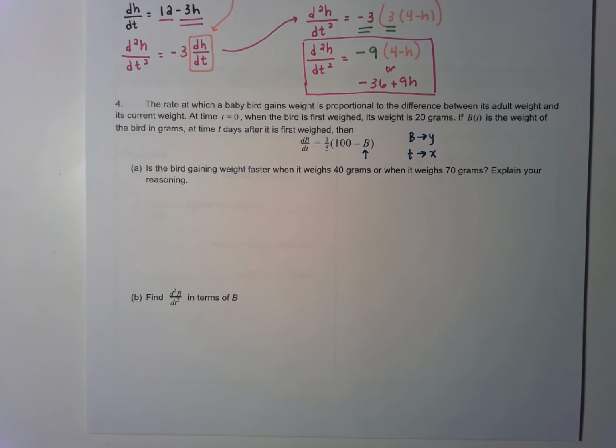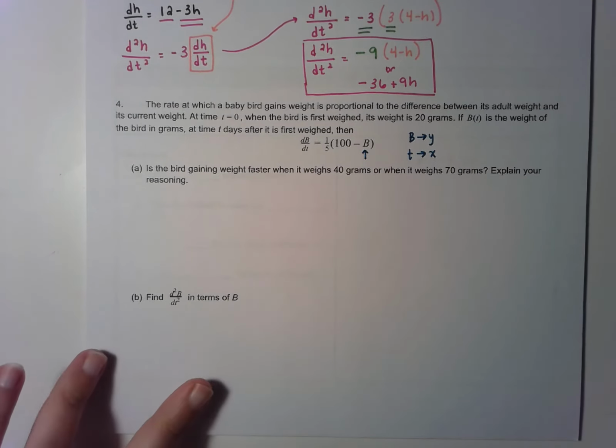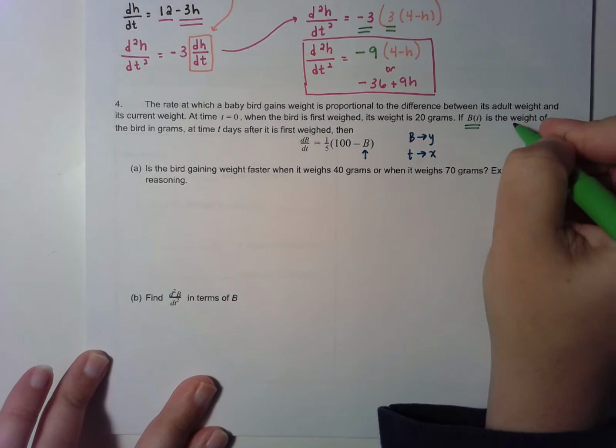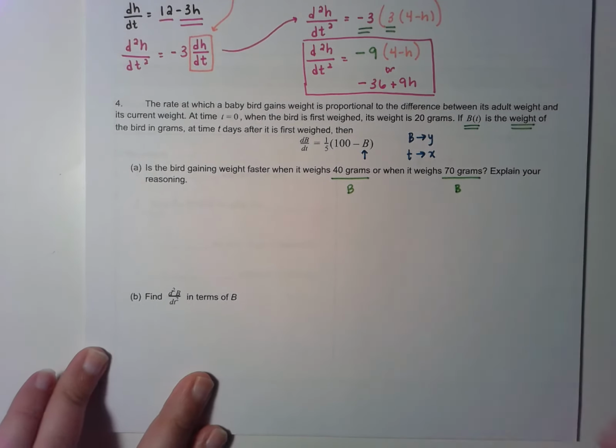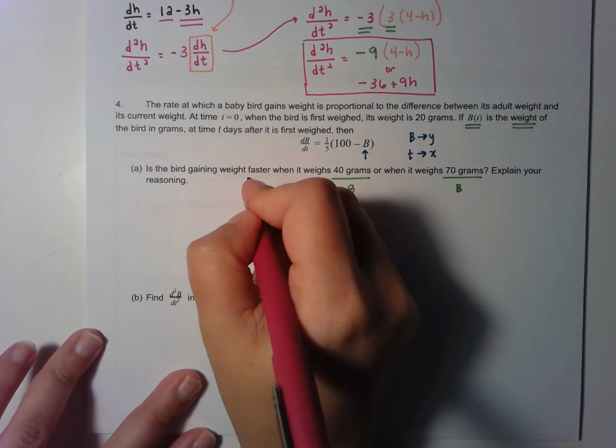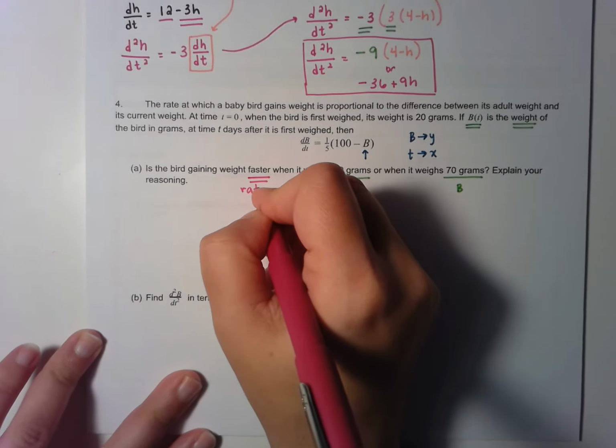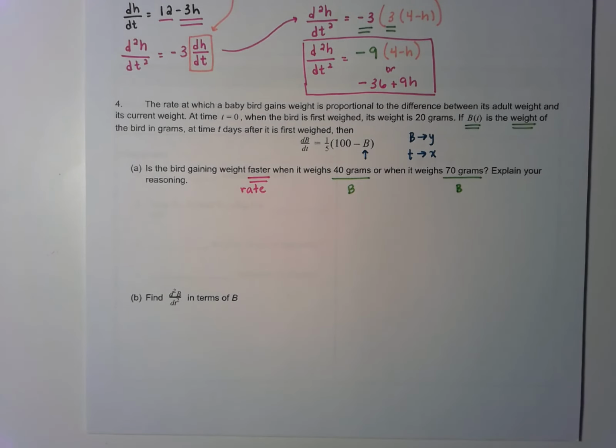For part A, it says, is the bird gaining weight faster when it weighs 40 grams or when it weighs 70 grams? So this is telling me the B values, the weight, because B of T is the weight. So 40 grams is B, 70 grams is B. I want to know, is this gaining weight faster? So I want to know the rate. Well, the rate is the same thing as the derivative. It's the slope, or how fast it's happening. It's the rate of change. So in order to figure this out, I'm going to find the rate of change when b is 40, the rate of change when b is 70, and I'm going to see which one is bigger.